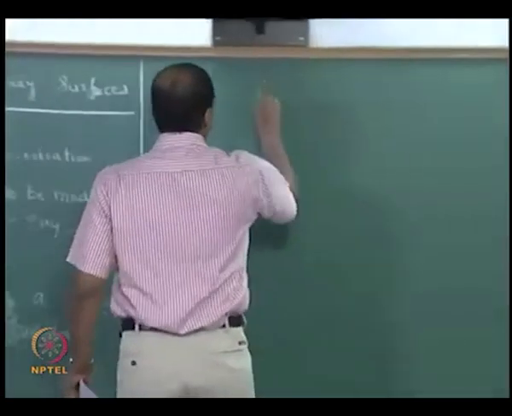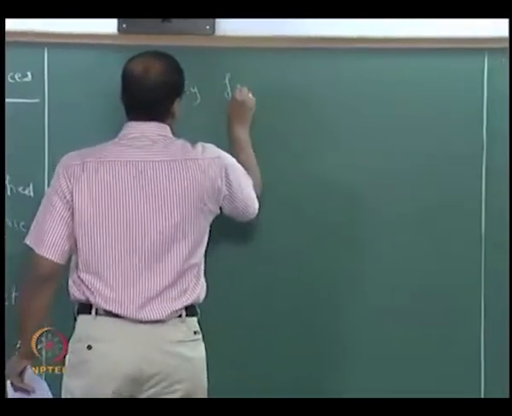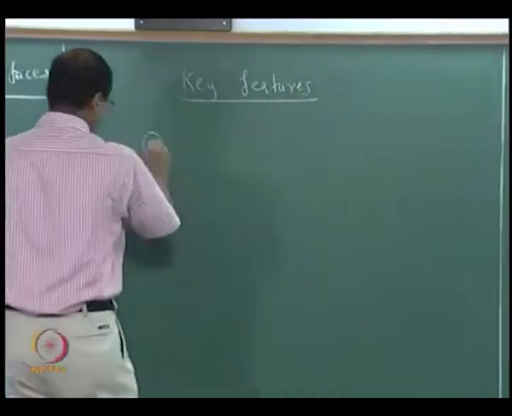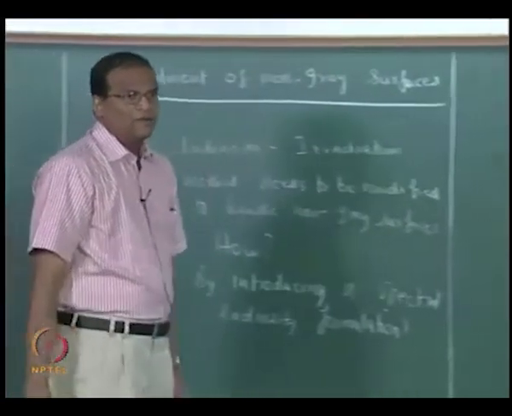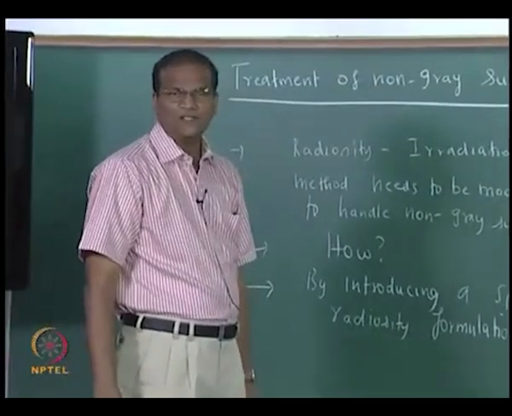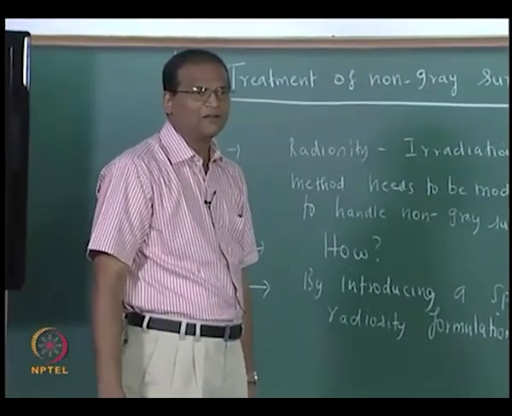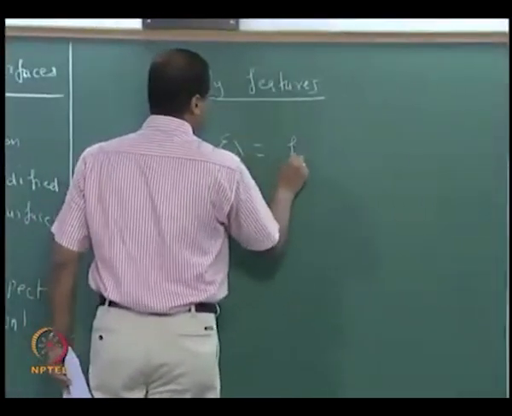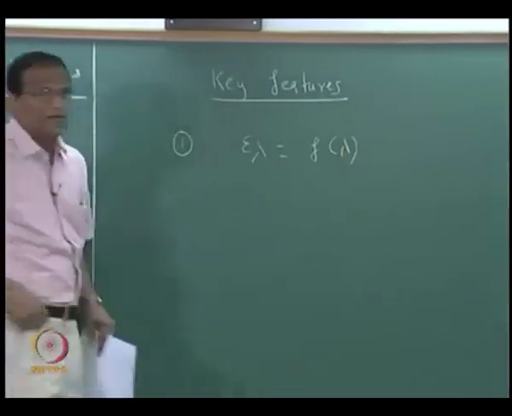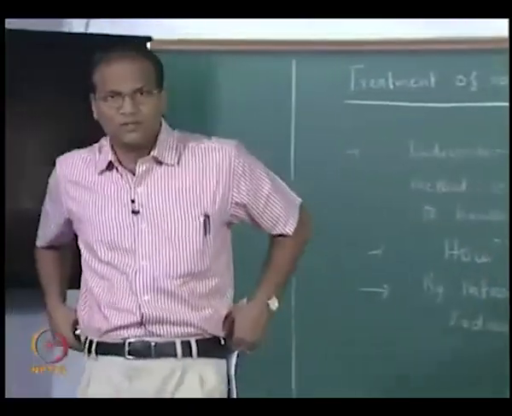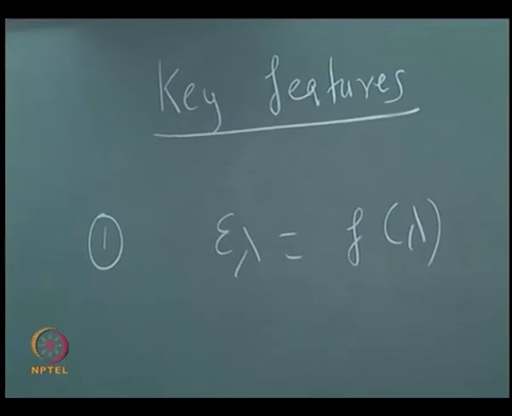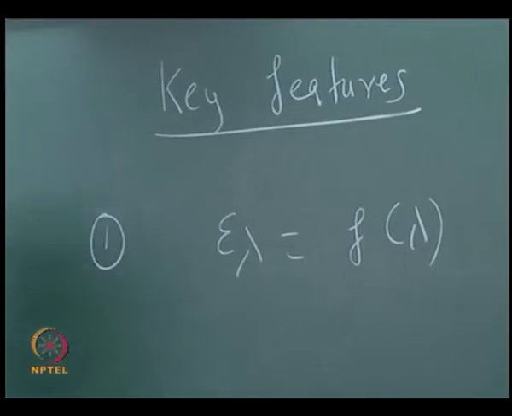What are the key features of this spectral radiosity formulation? First, epsilon lambda is a function of lambda. Needless to say, this f is known to us, otherwise we cannot proceed, right? So then it is an inverse problem. Epsilon lambda is a function of lambda, and I know what this f is.